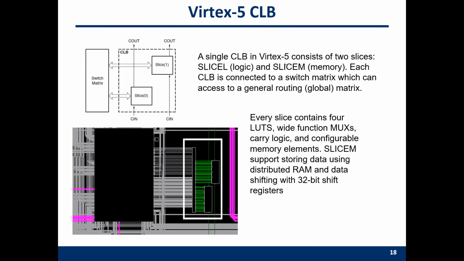So the most important part is still the configurable logic block. One single configurable logic block in this Virtex 5 consists of 2 slices. One slice for the logic, the other slice is for the memory. And they are connected by a switch matrix. So you can reconfigure this matrix to implement different functions with this CLB.